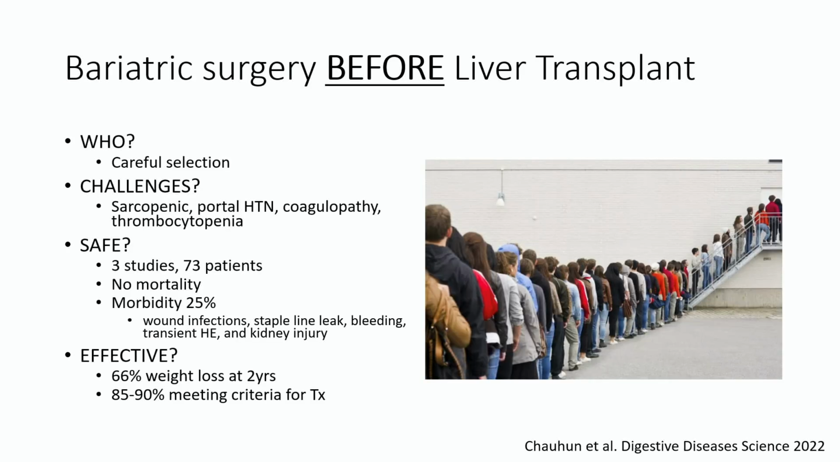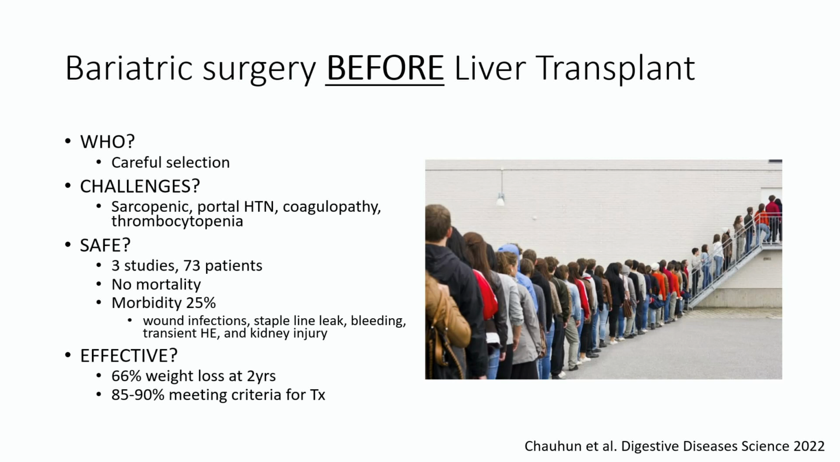Let's look at the before group. Clearly, as I said, these people are going to be relatively unwell. They're going to be sarcopenic, they're going to have portal hypertension and other comorbidities commonly seen in anyone waiting for a liver transplant. But there are studies that have looked at it, and I am certain that this is a better group of people waiting for a liver transplant.